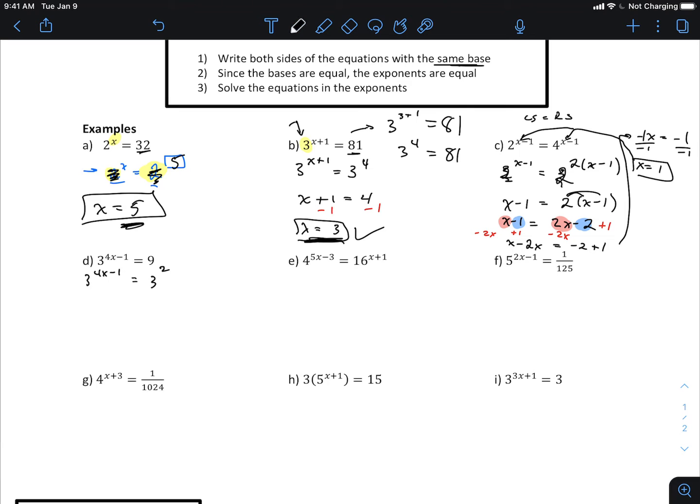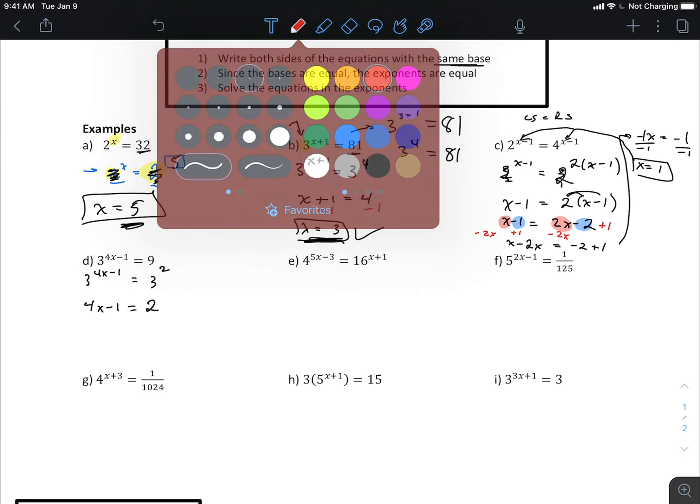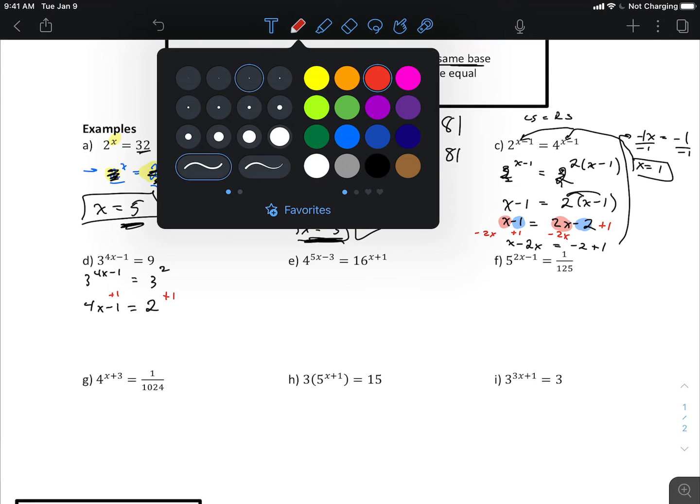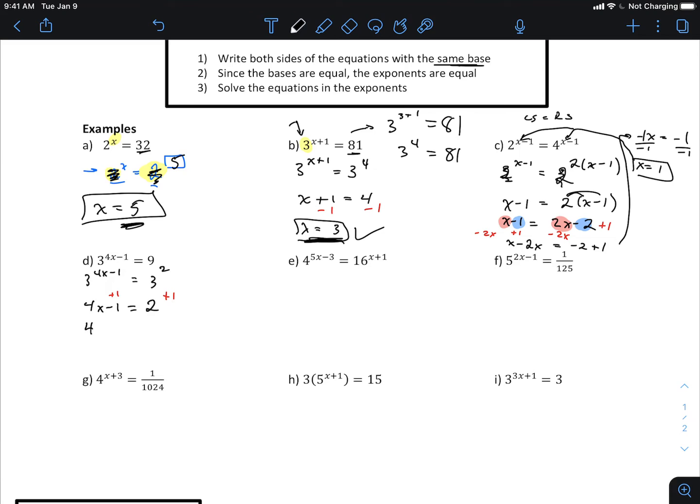Okay? You say, okay, 4x minus 1 has to equal 2. Give me the x's on one side and numbers on the other. Okay, well, add 1, add 1. 4x is equal to 3. Divide both sides by 4 to get x by itself. x equals 3/4.